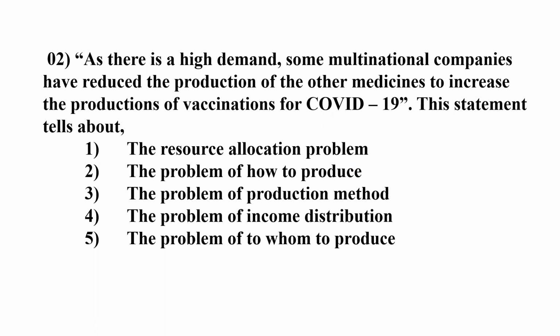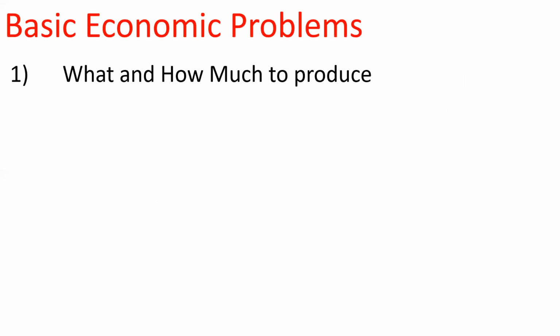So now once you look at this section, just look at the answers. What are the answers? The resource allocation problem, the problem of how to produce, production with, okay. Once you look at this answer, now theory should come to your mind. What is the theory behind this section? Basic economic problems, or fundamental economic problems. Now you have to have a better understanding. What do you mean by basic economic problems? What are the basic economic problems?